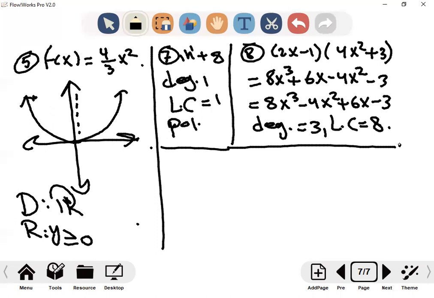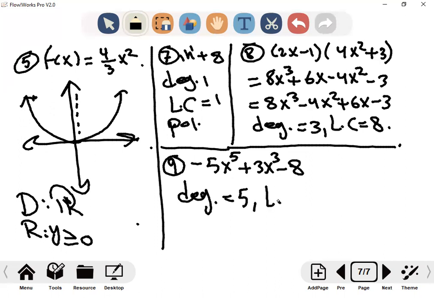Question 9. We have negative 5x power 5 plus 3x power 3 minus 8. Is it a polynomial? Yes. The degree of it is 5. The leading coefficient is -5. Is it polynomial? Yes, it is polynomial. There are no problems. Question 10.